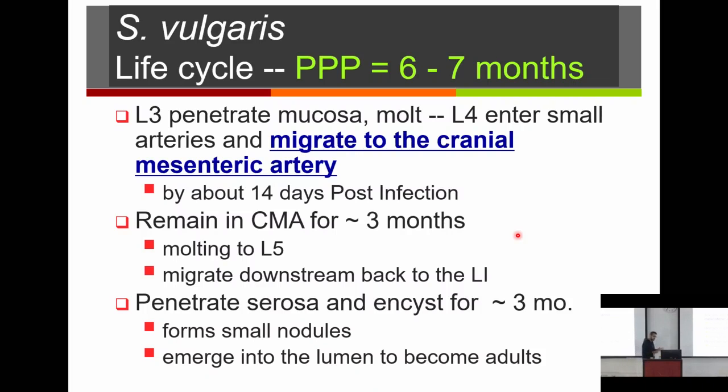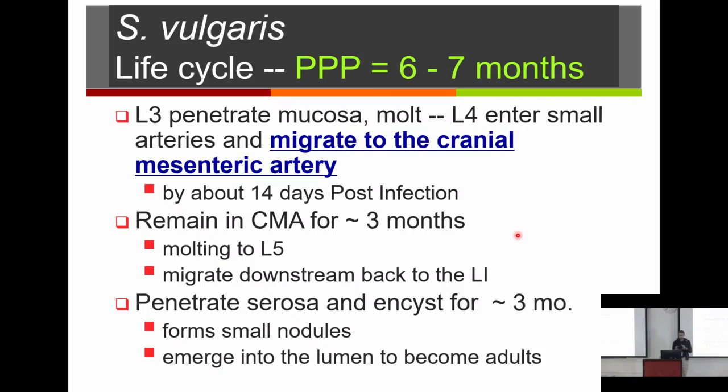Pre-patent period is pretty long, 6 to 7 months, and the L3 stage larvae can penetrate into the cecum and colon mucosa, where they convert into L4 stage larvae. So this L4 stage larvae then migrate into the cranial mesenteric artery. So this parasite has a migratory behavior.